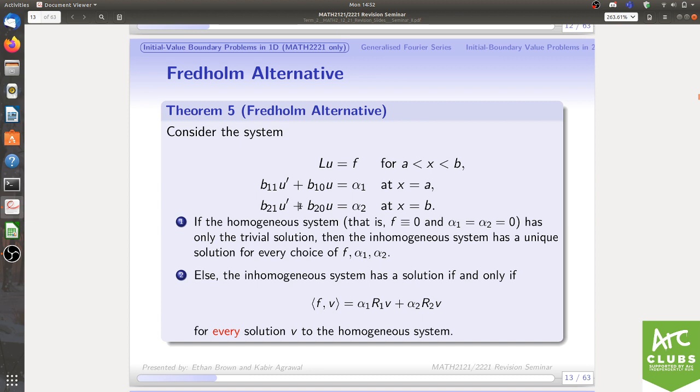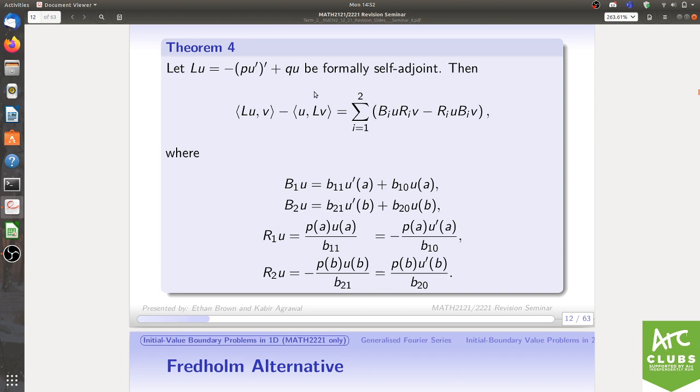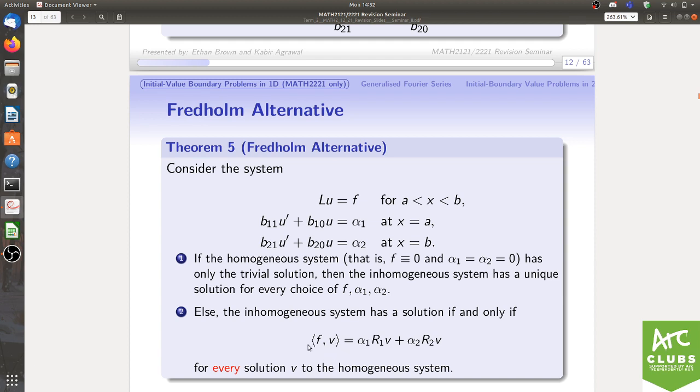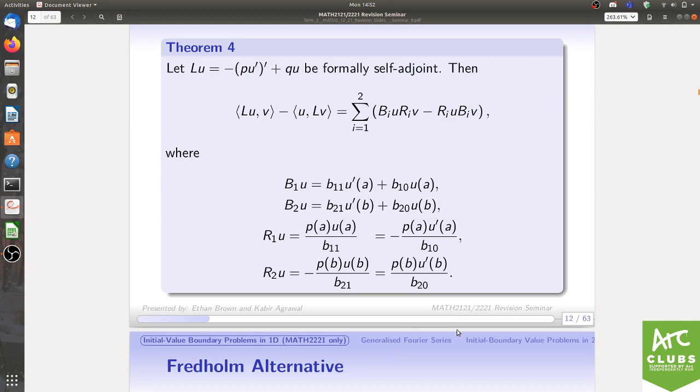And otherwise, the only other case is that we have a non-trivial homogeneous solution, in other words, this v actually does contribute something. Then the only thing we can be left with is an extra condition: we can only have a solution if the inner product of f and v matches exactly what we get from the bilinear concomitant. The idea is that we get the alpha 1 and alpha 2 from the boundary conditions on u, and then we have this extra term involving v, which arises from p(a) v(a) over B11, and then p(a) v'(a) over B10.